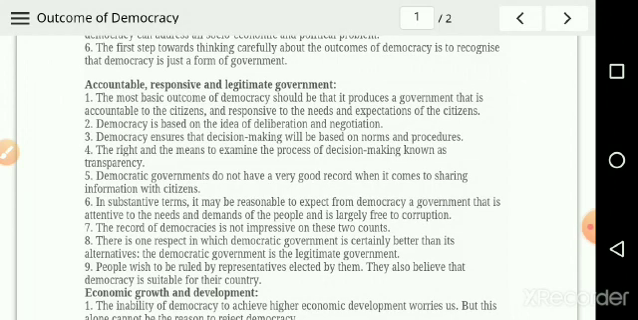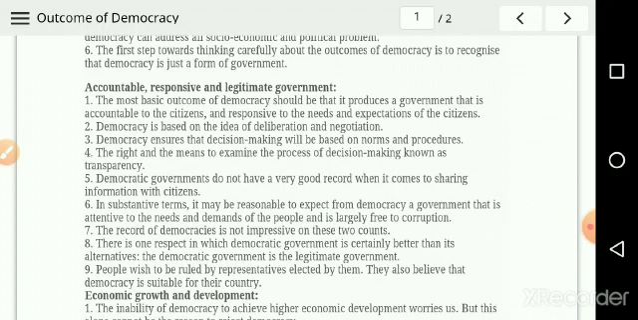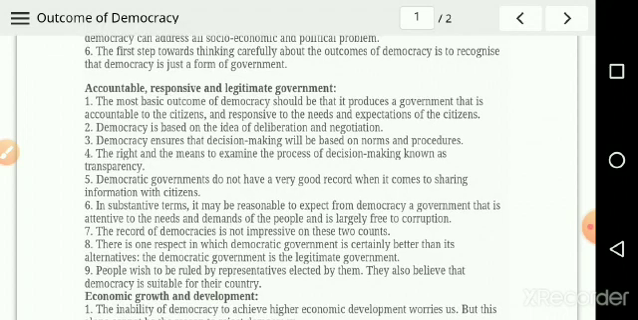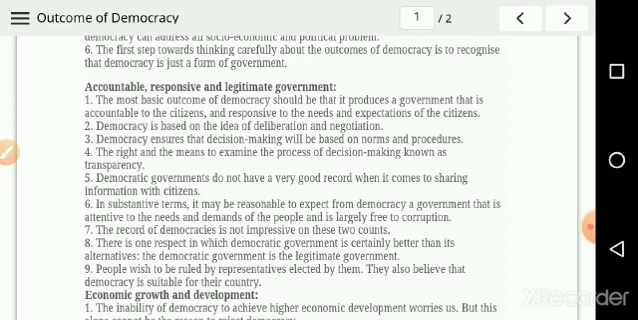The most basic outcome of democracy should be that it produces a government that is accountable to the citizens and responsive to the needs and expectations of the citizens. I think there is no need to explain that sentence. Then also, once again, if it is a democratic government, they should give answers to the people.